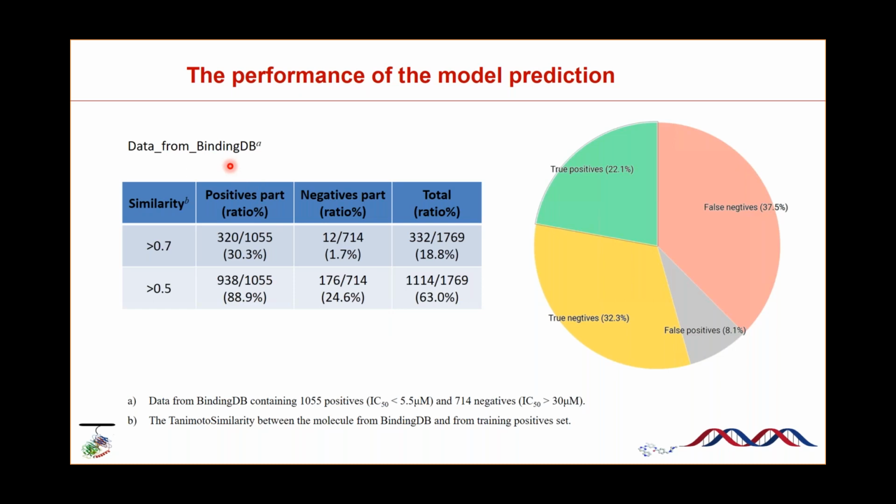Actually, there are a lot of hit compounds, both positive and negative, that have already been reported in the literature. The total positives we tested is over 1,000, and we have around 700 negatives. So that's the result, just based on the simple AI model we built up based on the DEL data.